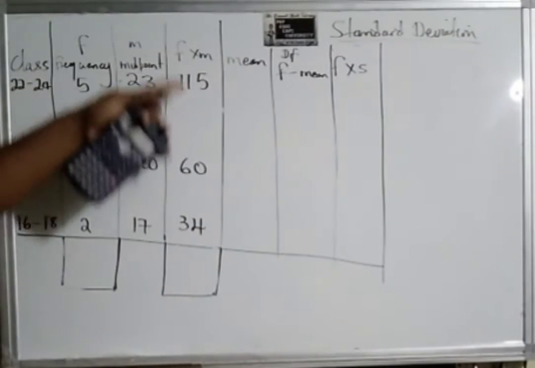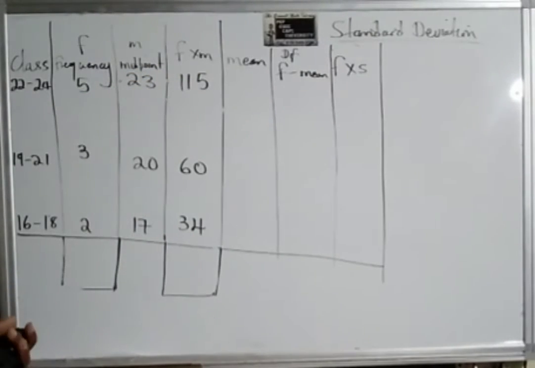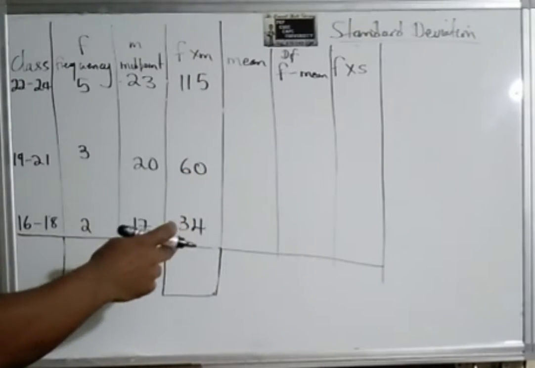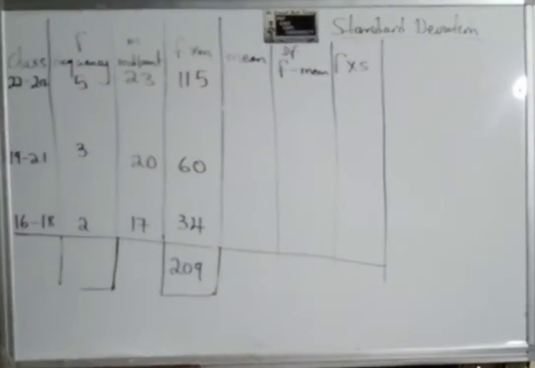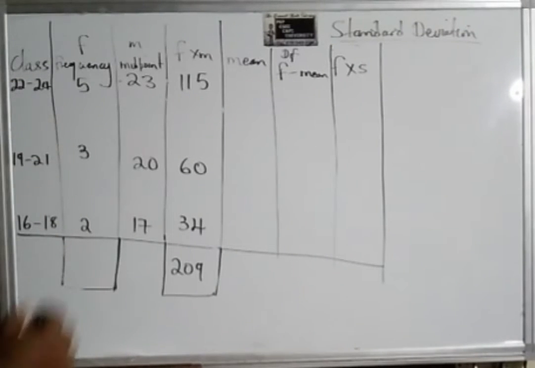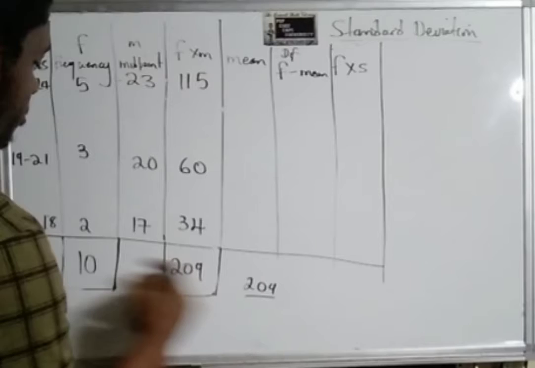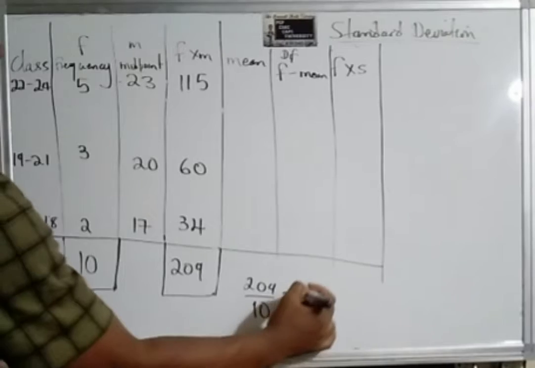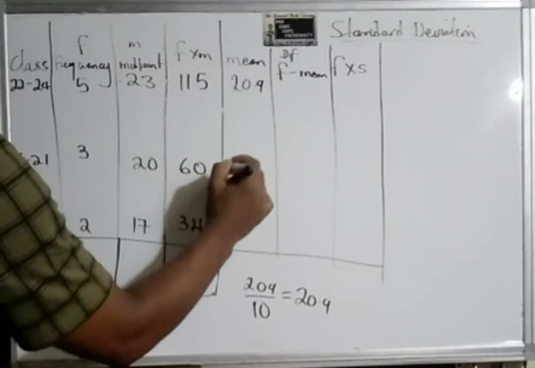Alright. After you find the frequency times the midpoint, we need to total this, because remember, we are trying to find the mean. So 115 plus 60 plus 34 will give us 209. Then we can add the frequency: 5 and 3, 8 and 2, 10. Now the mean would be 209 divided by 10, which gives us 20.9. So we can just put in the mean, 20.9.